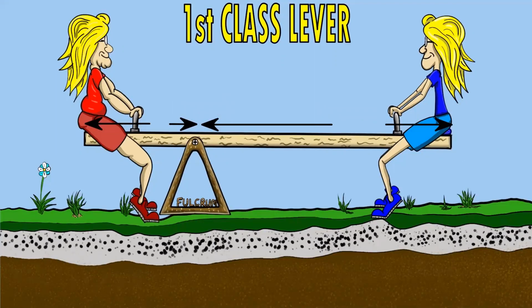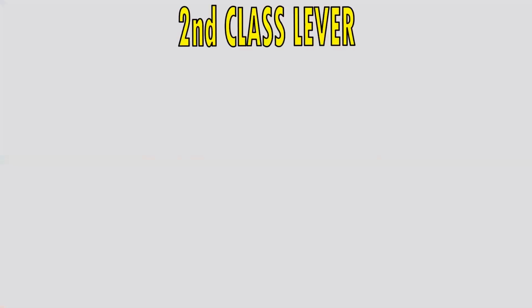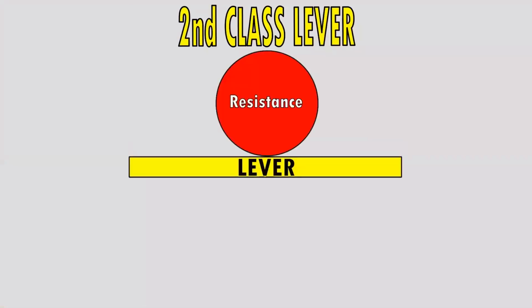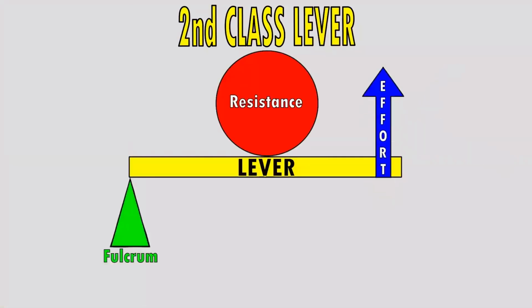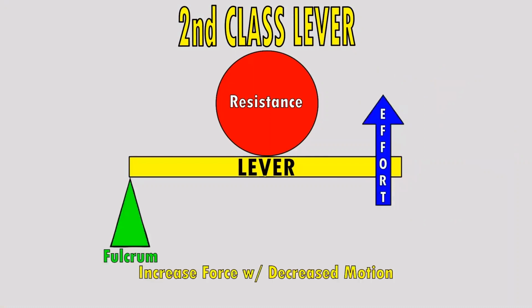Understood? Good. Moving on. Next up is the second class lever. It's set up with the resistance in the middle of the effort force and the fulcrum. Its function is to increase force with the range of motion being sacrificed.